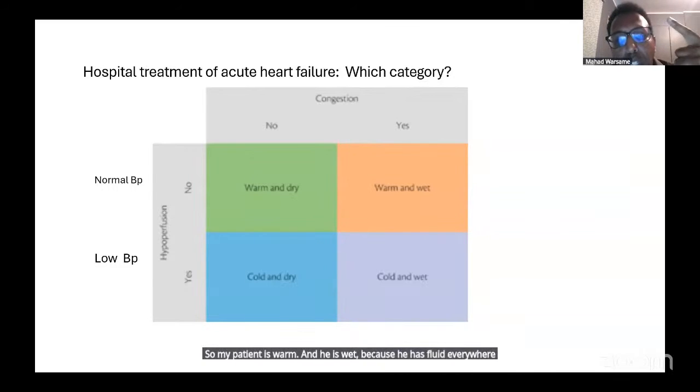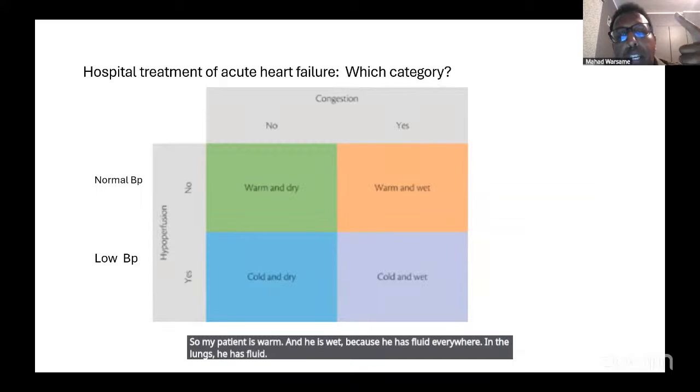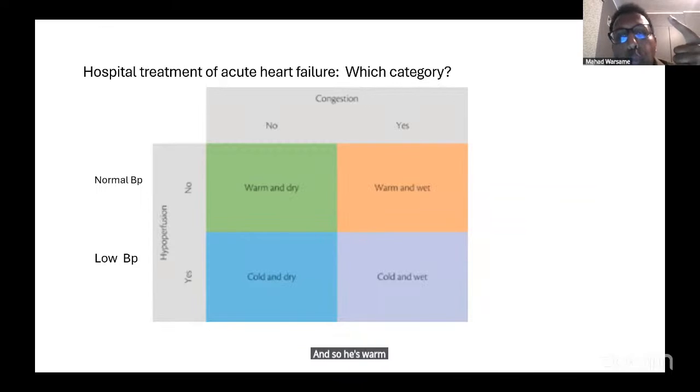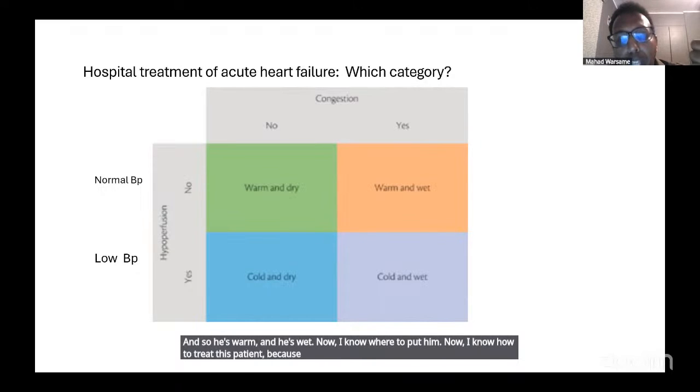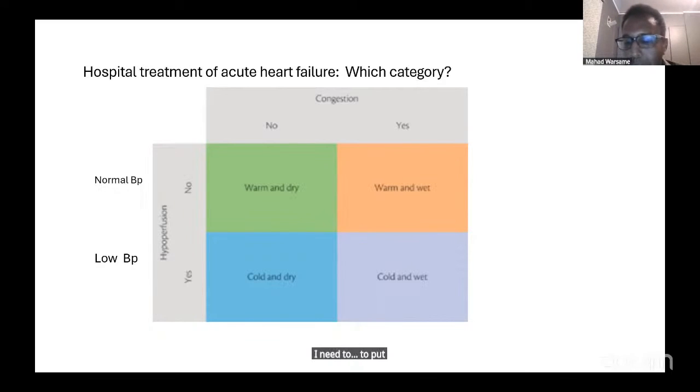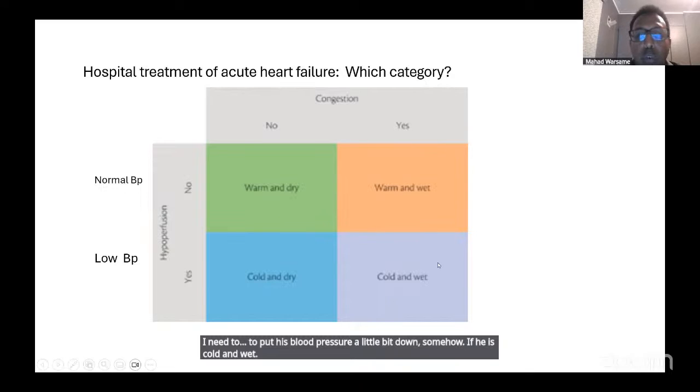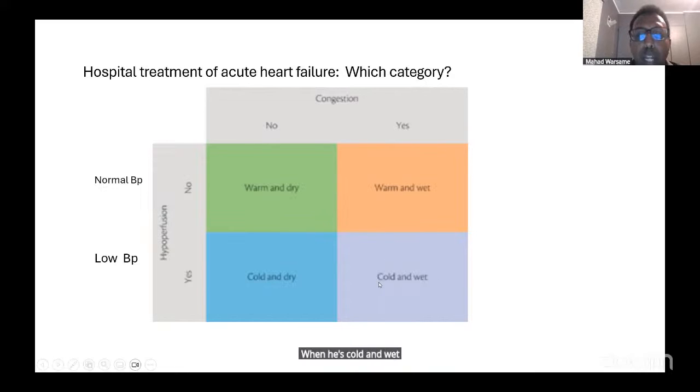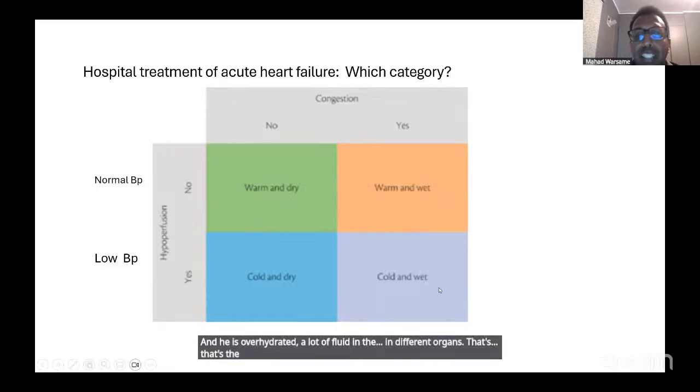So my patient is warm, and he is wet because he has fluid everywhere. In the lungs, he has fluid. So he is warm and he is wet. Now I know where to put him. Now I know how to treat this patient, because when he's warm and wet, I need to give him a lot of diuretics. I need to put his blood pressure a little bit down. If he is cold and wet, when the blood pressure is very low and he is overhydrated, with a lot of fluid in different organs, that's a cardiogenic shock. That's the worst case scenario, you know.